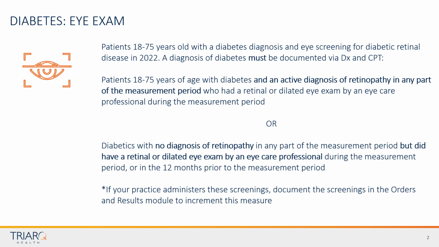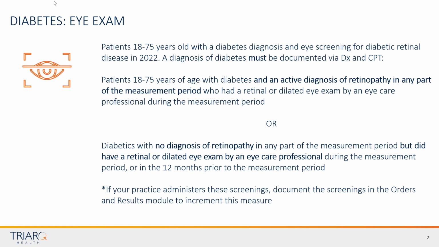A diagnosis of diabetes must be documented in the Diagnosis and CPT code module. You have two options when it comes to getting patients to numerate for this measure. The first is patients between the ages of 18 to 75 with diabetes and an active diagnosis of retinopathy in any part of the measurement period who had a retinal or dilated eye exam by an eye care professional during the measurement period.